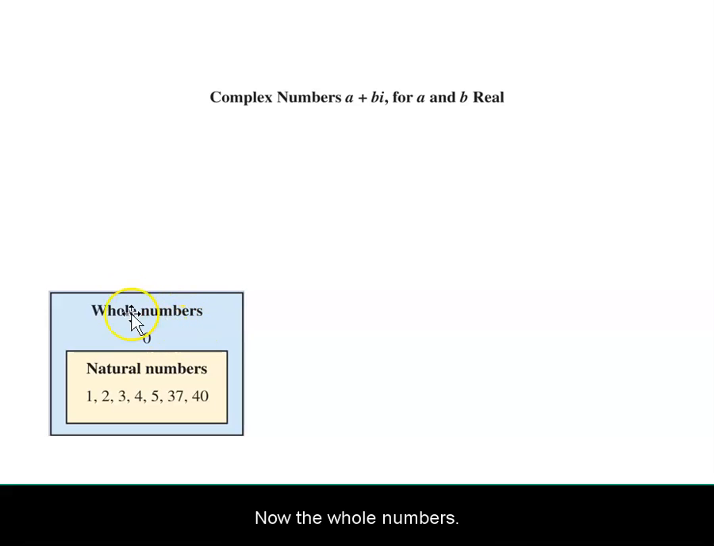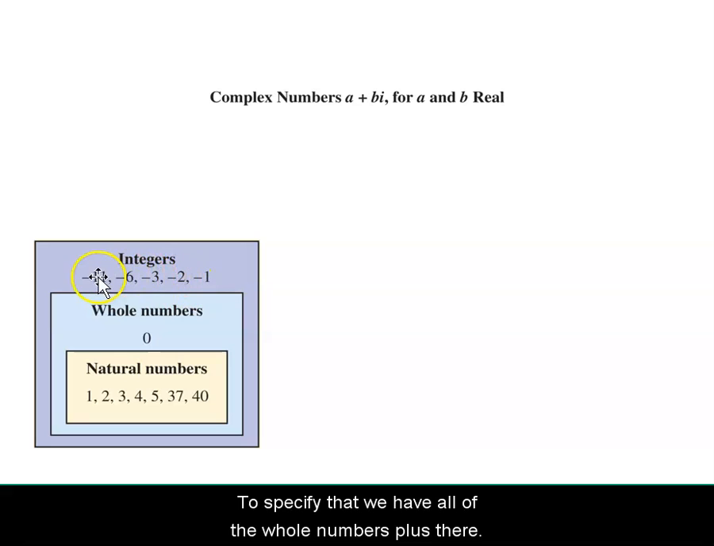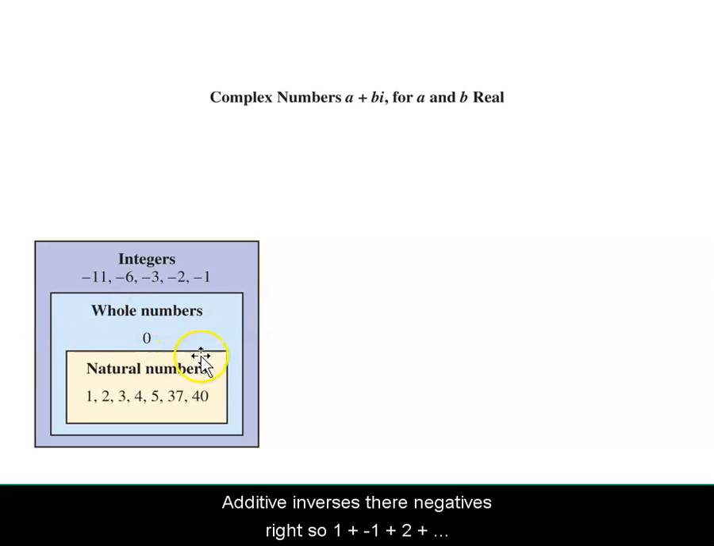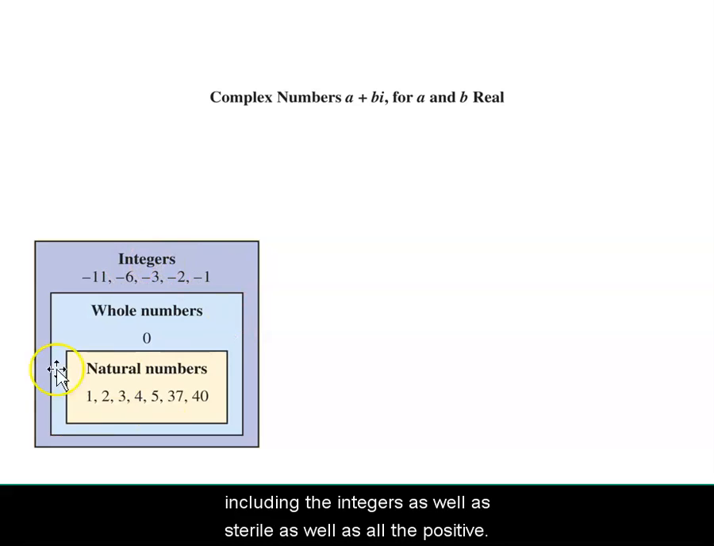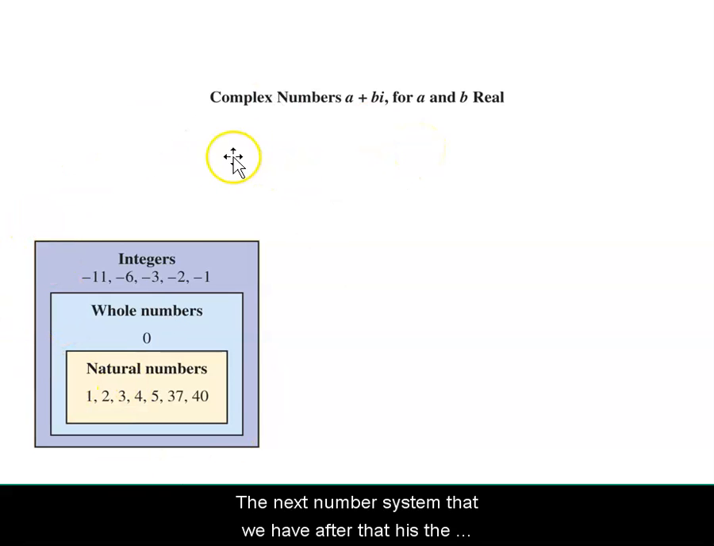Now the whole numbers as an entire set, including the natural numbers, lie inside of a bigger set of numbers as well, which we call the integers. If you notice, the whole numbers are all the positive values, including 0, but we don't have any negative values. So we use the integers to specify that we have all of the whole numbers plus their additive inverses, their negatives, right? So 1 and -1, 2 and -2, 3 and -3. So all the negative counting numbers are included in the integers, as well as 0, as well as all the positive numbers.